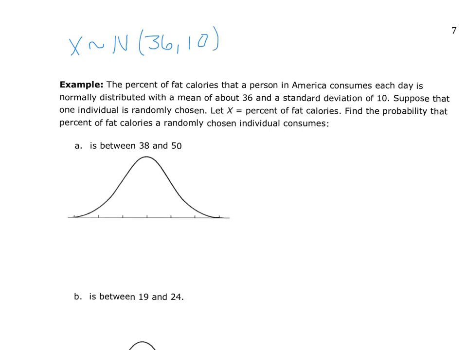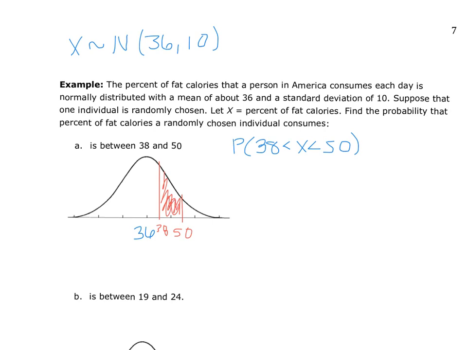And we're looking for the probability that x is between 38 and 50. So we put that on the density curve. I don't know exactly where 38 is. Let's just estimate it's about right there, and then estimate 50 is right there. So this is the area, or the probability, that we're looking for.